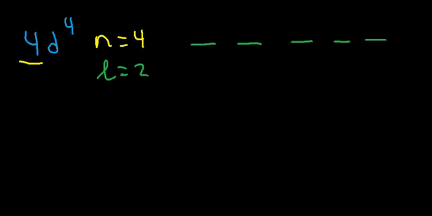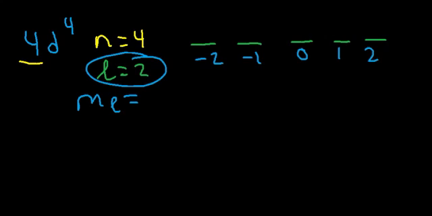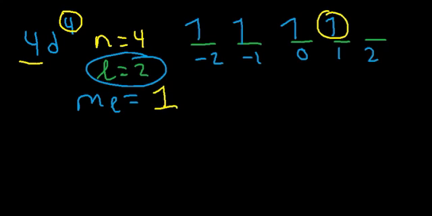Let's try 4d4. n is 4, and for d, L is 2, because for s, L is 0, for p, L is 1, and for f, L is 3. Now the d sublevel has 5 orbitals, and so mL can vary between -2, -1, 0, 1, and 2, because L is 2. So here's the 1st arrow, 2nd, 3rd, 4th. We're interested in the fourth arrow, and it landed on the orbital that has the value of 1. And because it's an up arrow, the spin is positive 1/2.